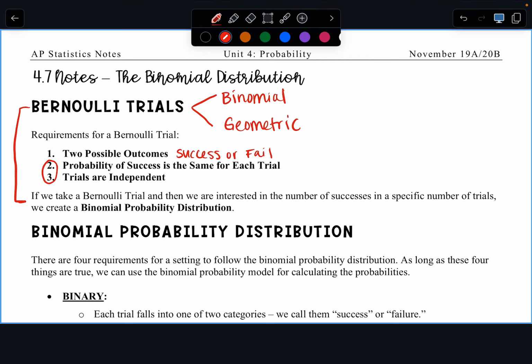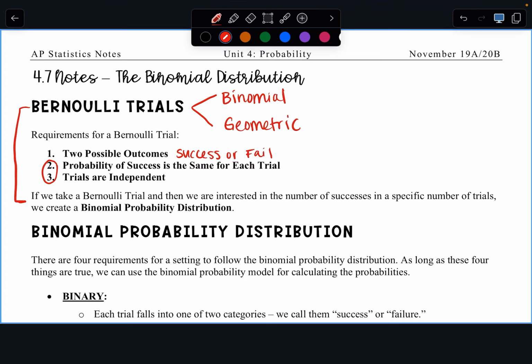These two things work together naturally. If I have independent trials, that means that one isn't affecting the other. And because of that, the probability ends up being consistent. So these three traits listed here as a Bernoulli trial have to happen for binomial and geometric distributions.